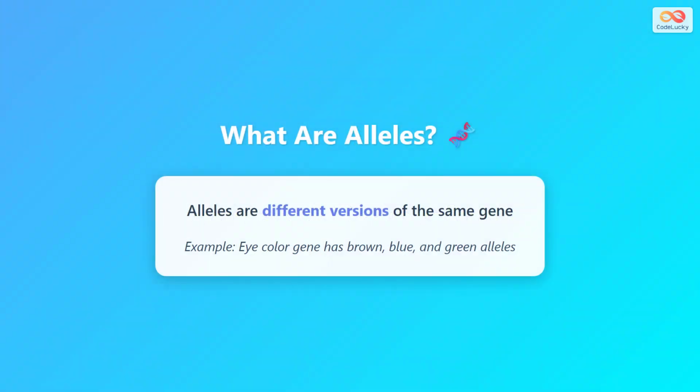Alleles are different versions of the same gene. Think of a gene as a recipe, and alleles as different variations of that recipe. For example, the gene that controls eye color has multiple alleles. One allele might code for brown eyes, another for blue eyes, and yet another for green eyes. Each parent passes one allele to their offspring, which is why you inherit traits from both your mother and father.